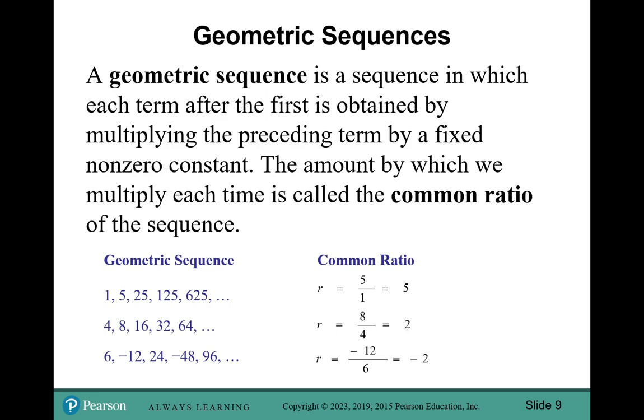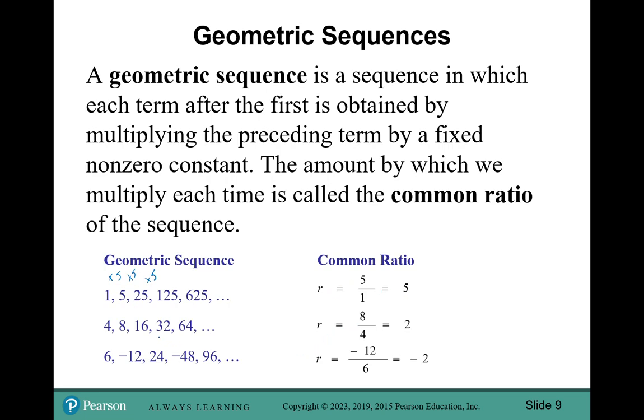The first one is 1, 5, 25, 125, 625, and so on. Can we determine what our multiplying factor, our common ratio, is? I think we can, because to get from 1 to 5, you had to multiply by 5. Then to get from 5 to 25, you multiply by 5, and from 25 to 125, you multiply by 5. So our common ratio here is 5.